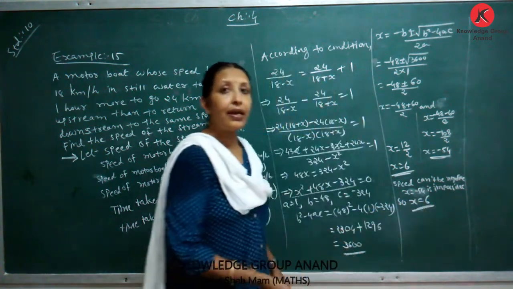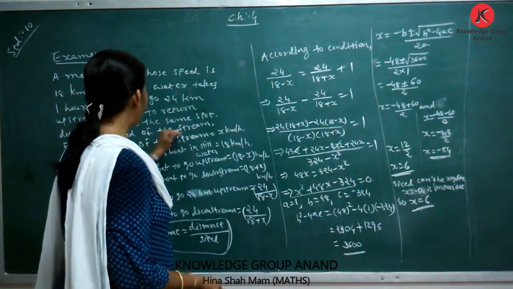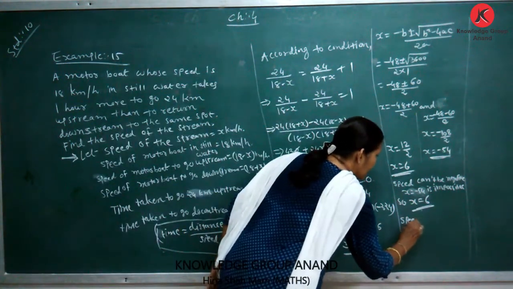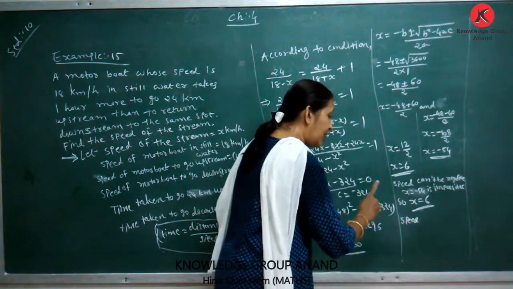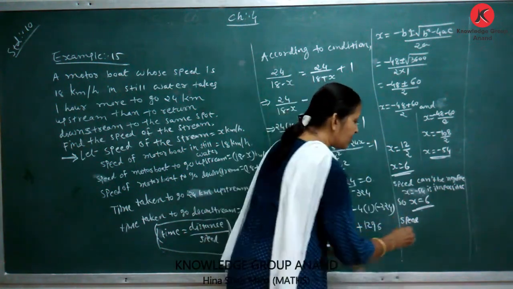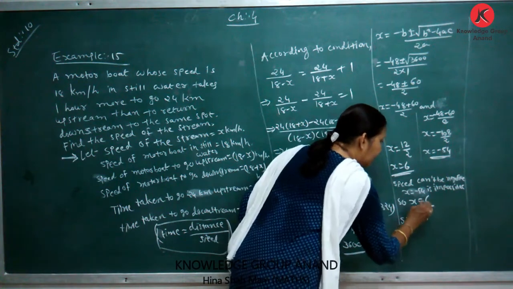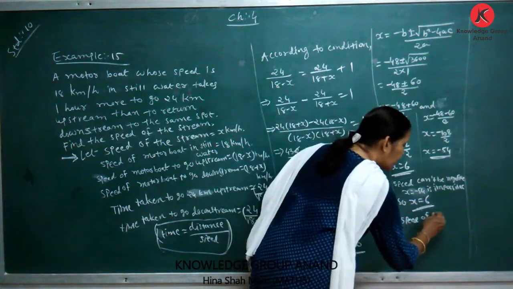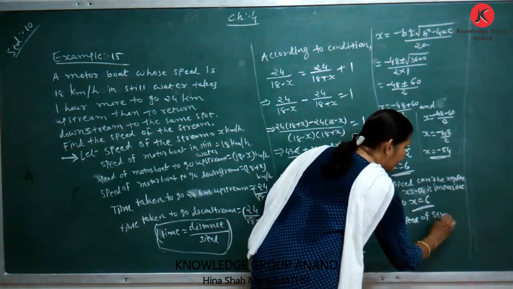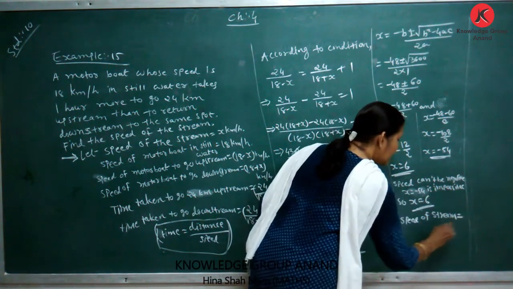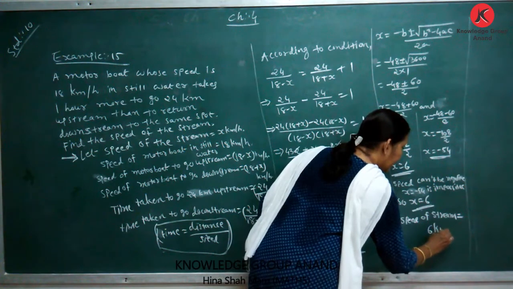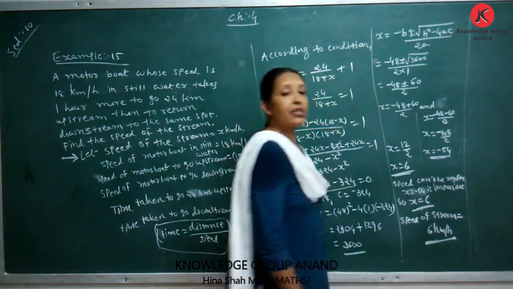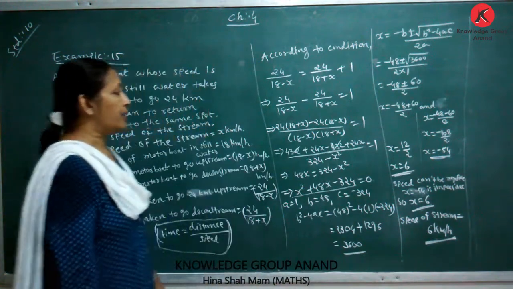What is x? x is the speed of the stream. In the last, write your statement: speed of the stream, don't leave it as x is equal to 6. Speed of the stream equals 6 kilometer per hour.